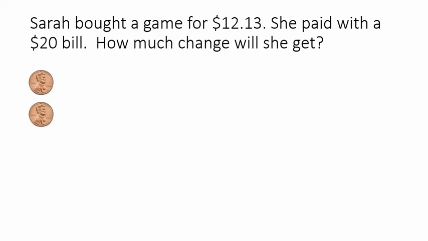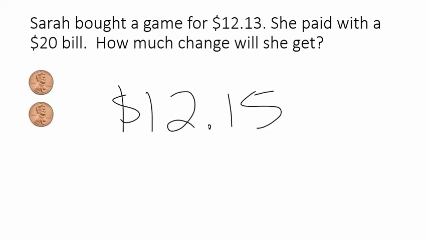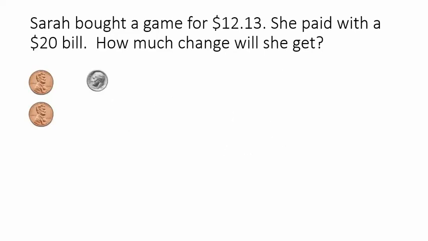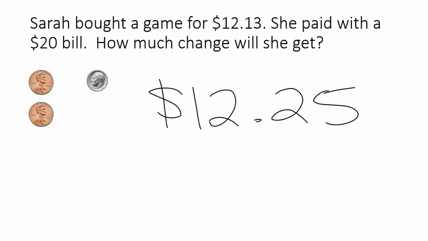In this method, we start with the smallest coins. So we're going to start with pennies, and we want a multiple of 5. So $12.13 plus 2 pennies gets me to $12.15. My next step is to reach a multiple of 25. So I want to get to 25 cents using the least number of coins. I can do that by doing an additional dime. So now I have $12.25.